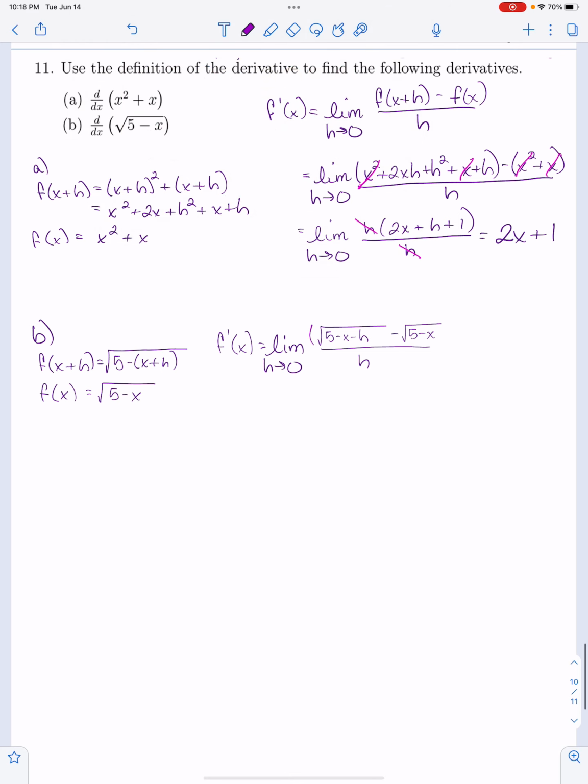Here, after I shrink this down just a little bit so I have room, we are going to go ahead and multiply by the conjugate: square root of 5 minus x minus h plus the square root of 5 minus x. Multiply the denominator by the same thing.